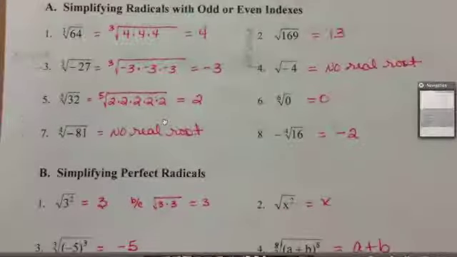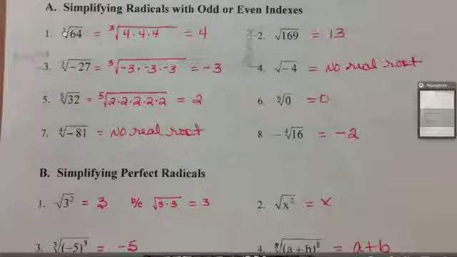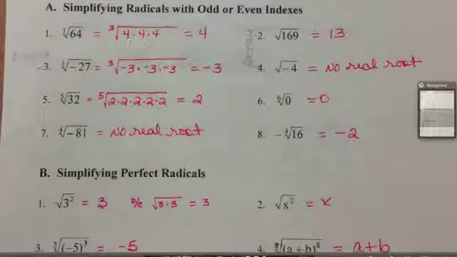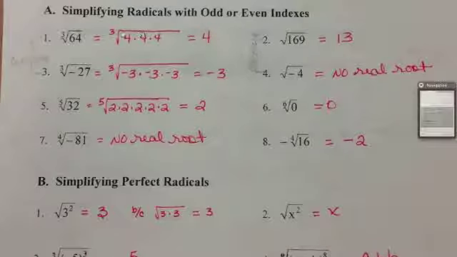Now, in order to find out what's going on here, if I have an index of 3, that means I'm looking for groupings of 3. If I've got an index of 2, I'm looking for groupings of 2. So I take the number 64 and break it down into its smallest factors. I know that 4 times 4 times 4 equals 64. Since I'm looking for groupings of 3, I leave it like that, and I circle that grouping, and the grouping comes out, and it's a 4.